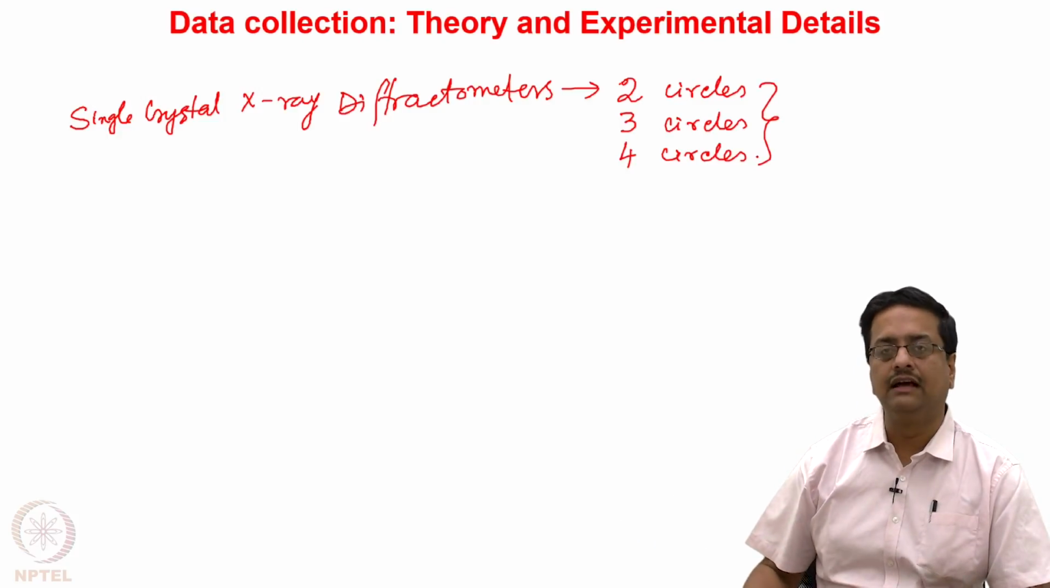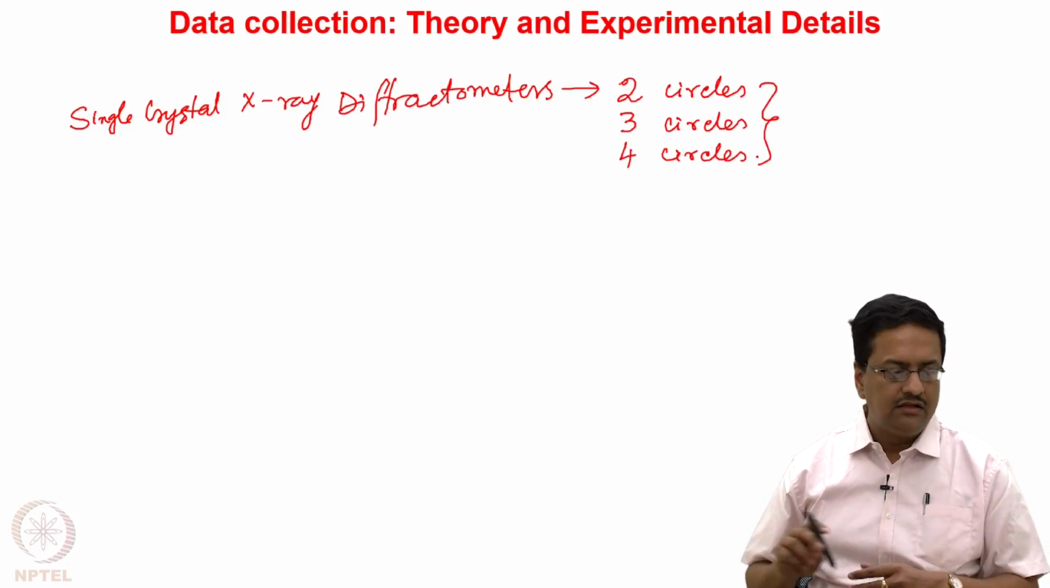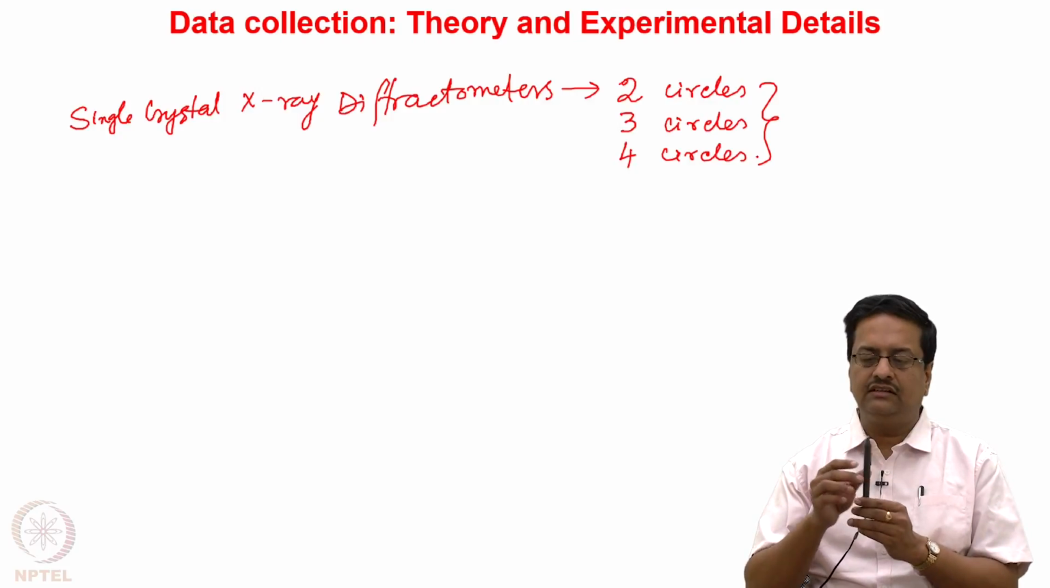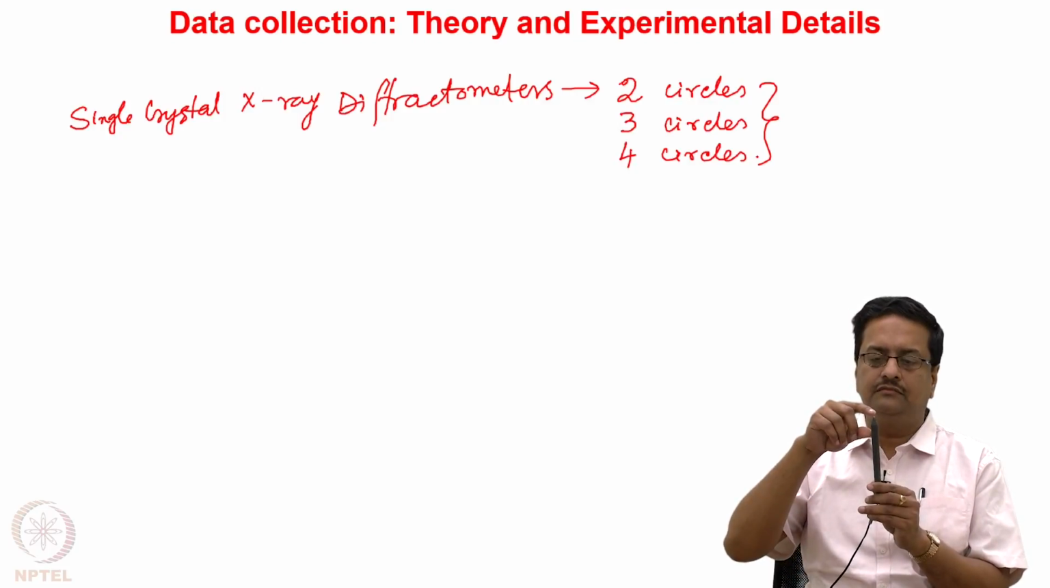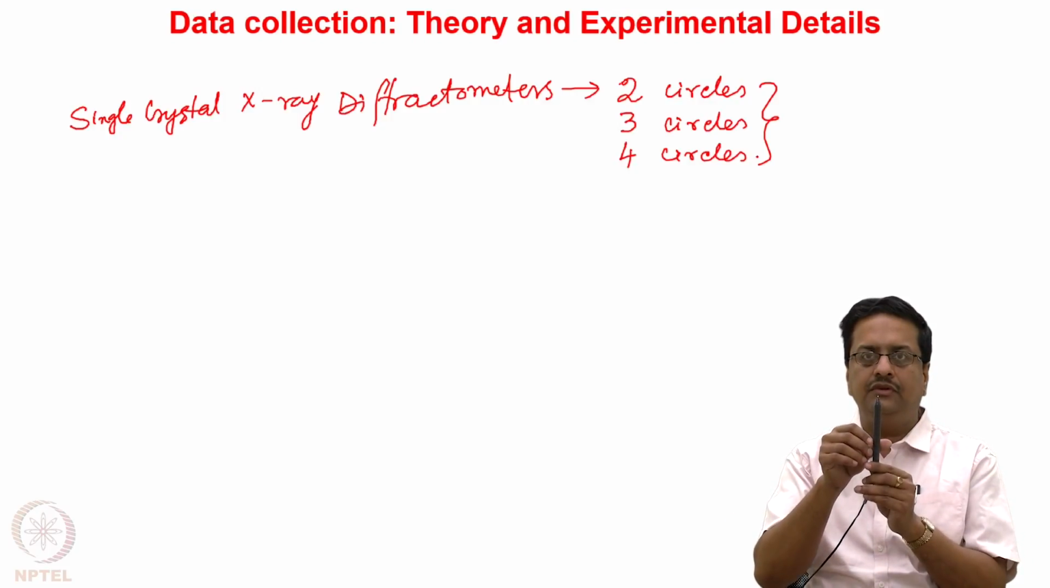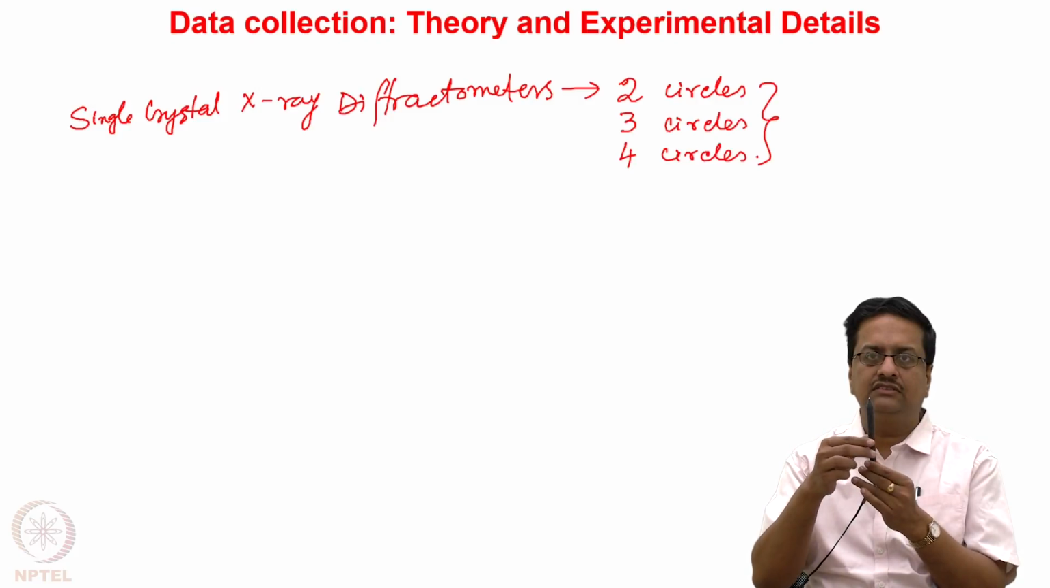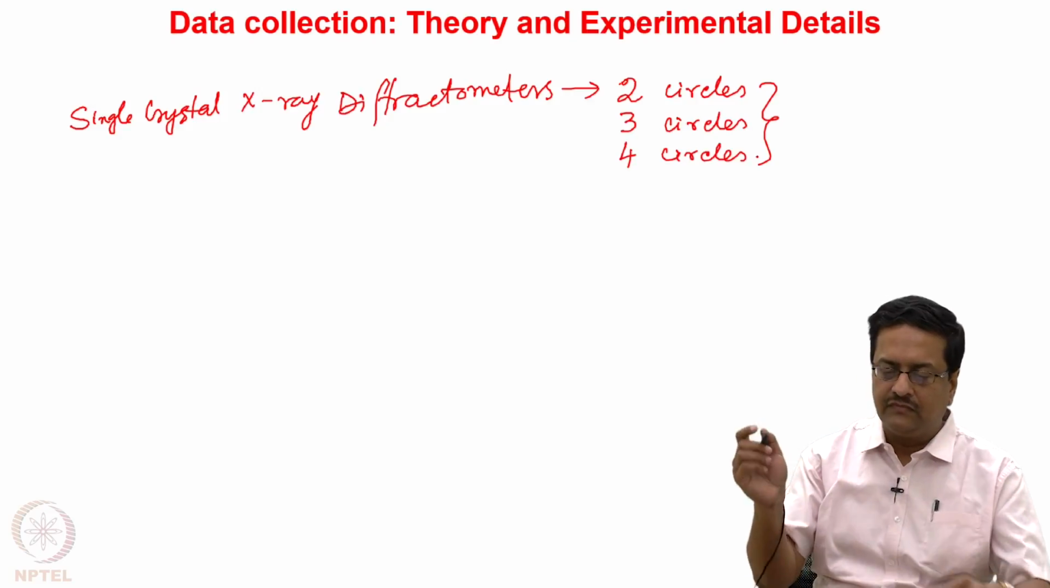What do we mean by that? If we have mounted the crystal at the tip of this pen, and then we are rotating the crystal about its axis, this axis is called phi.